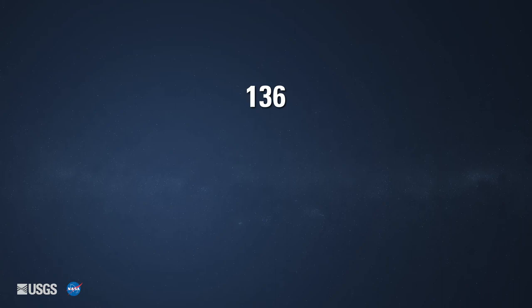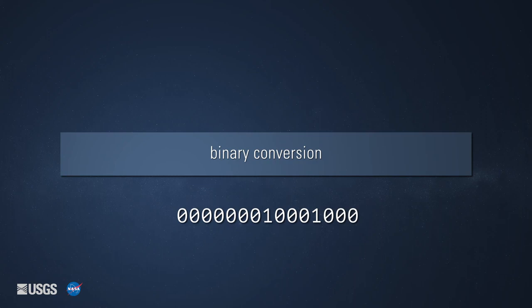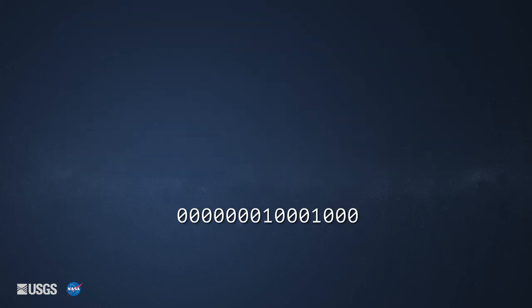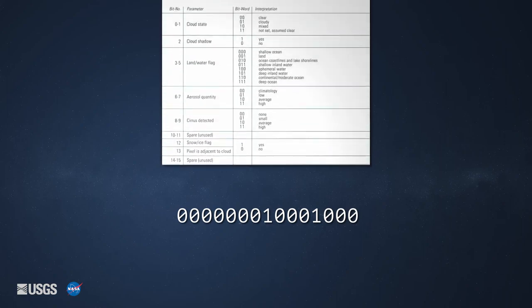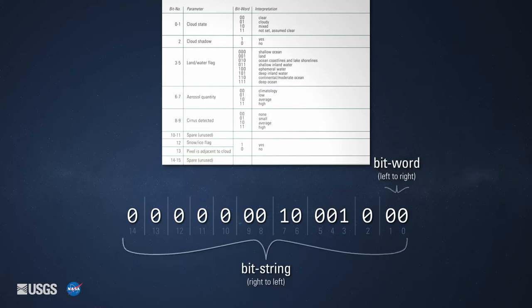This is the integer value of 1 pixel from the surface reflectance state layer. Here is the value after we convert it to a 16-bit binary value. This can be done using a calculator or conversion tool. Once you have the binary value, the value can be interpreted using the chart. The bit string is read from right to left.